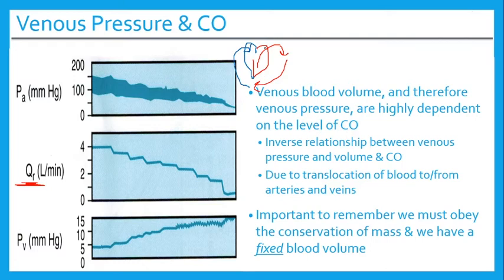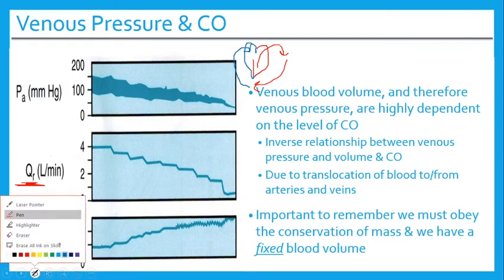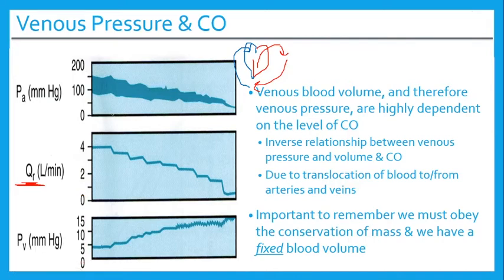But as we saw earlier, if we cut off cardiac output, ultimately what we're going to start to see here is less and less volume of blood and less pressure of blood in the arterial side. And then we're going to see more and more blood make its way into the venous side.